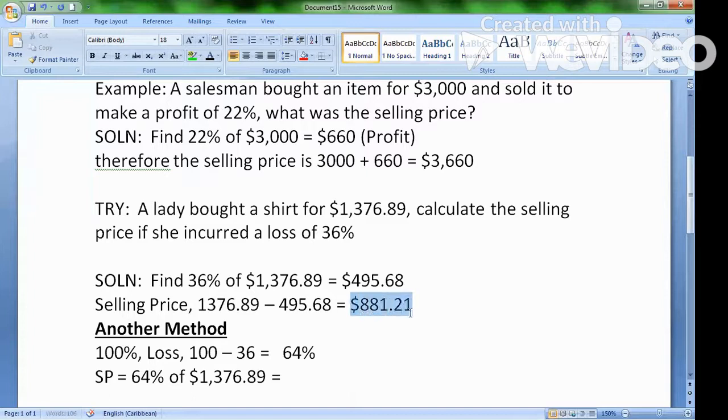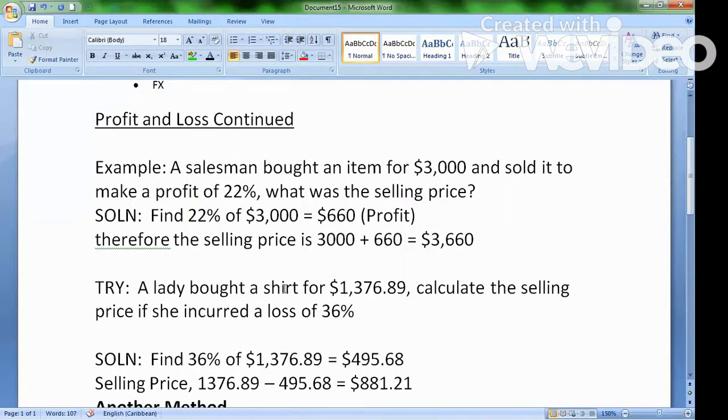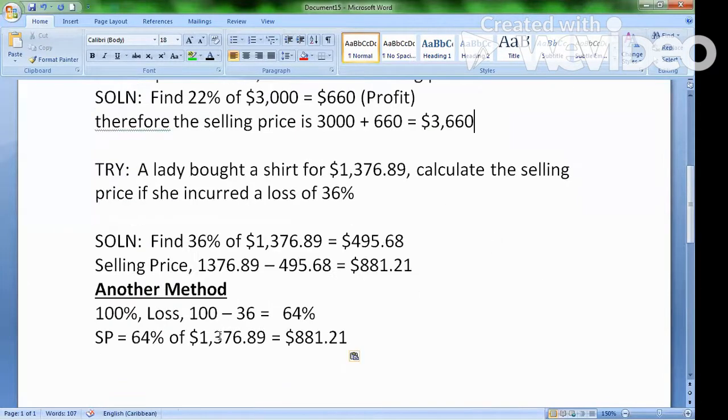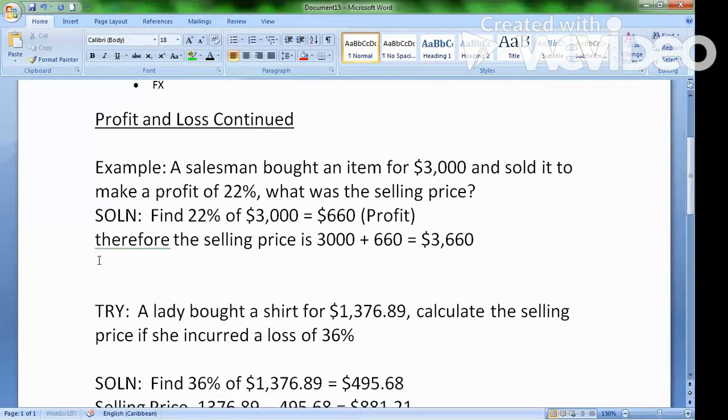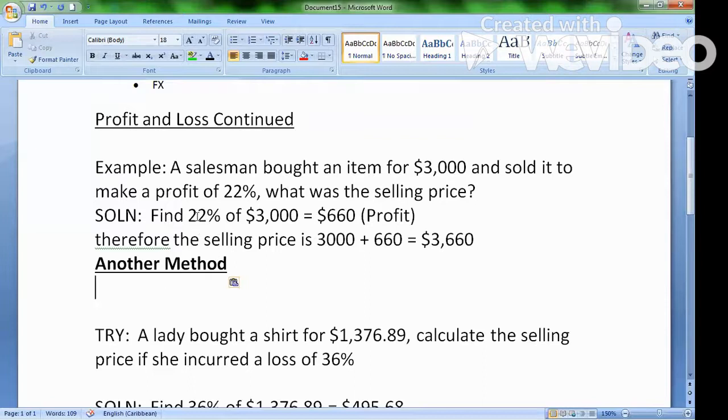All right. So everybody try it for me, and you will end up with the same answer. And likewise at the top here, another method would be, we don't subtract it. What we'll do is add it. Right. So for example, you made a profit of 22%. So it's going to be 100 plus 22, which is 122%.